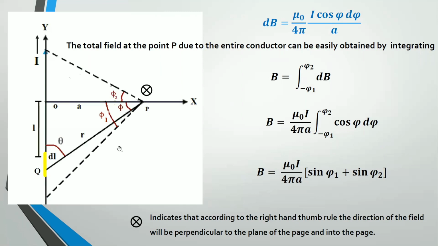And if we use the right hand thumb rule and we hold the wire in such a fashion that our thumb is pointing towards the direction of positive y-axis, that is the direction of current, then the curl of our rest of the fingers will show the direction of the magnetic field, which is clearly shown. It is pointing into the page, so it is marked by a cross. This indicates that according to the right hand thumb rule, the direction of the magnetic field will be perpendicular to the plane of the page and into the page.